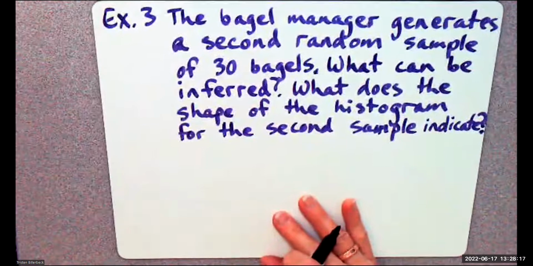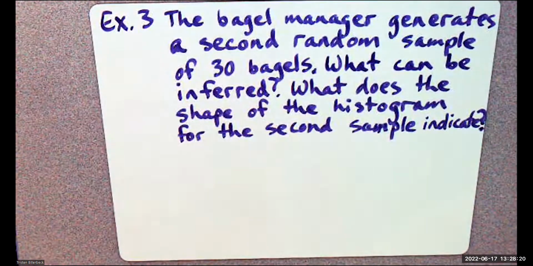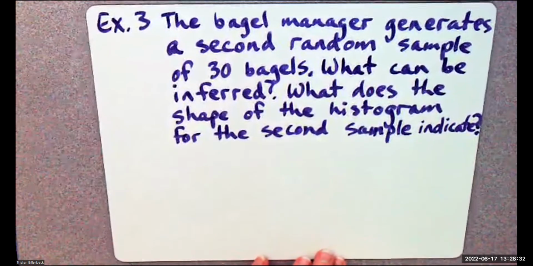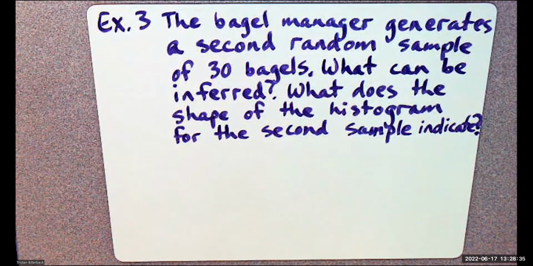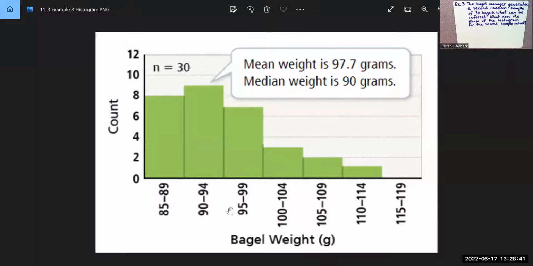All right, now the manager steps in. And he doesn't believe these results. So he does a second random sample of 30 bagels. Here are his results with his histogram of his bagel weight. So the manager can say, ha, it is okay. Look at this. My mean weight is 97.7 grams and my median weight is 90 grams. So I can put 90 grams on my package without a problem.